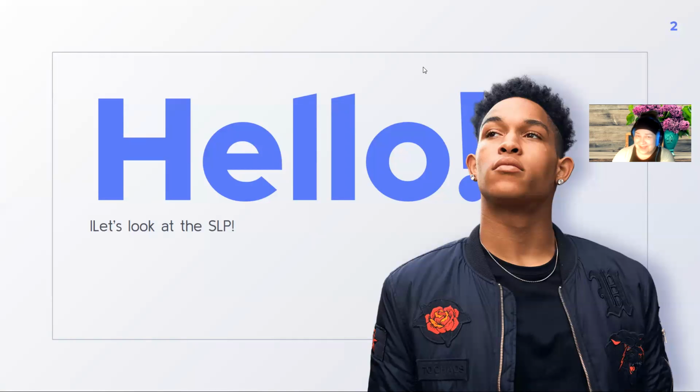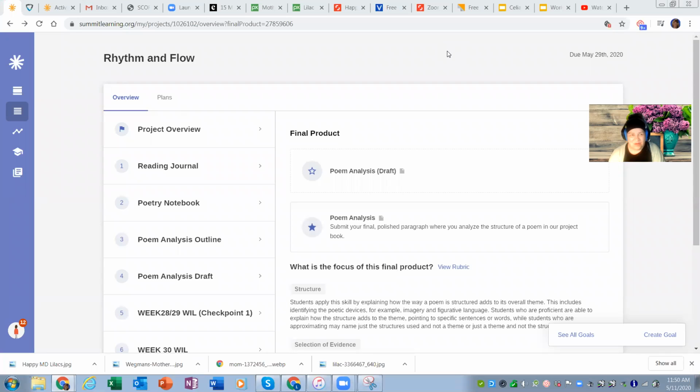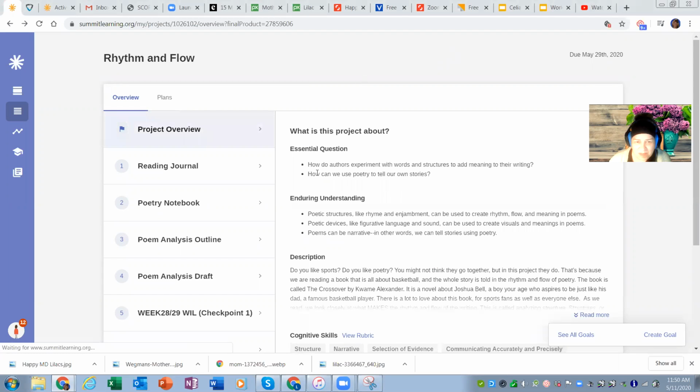So the first step is to go and look at the summit. Let's go to the SLP. Okay, so the last project, Rhythm and Flow, the project overview. What is it going to be all about?